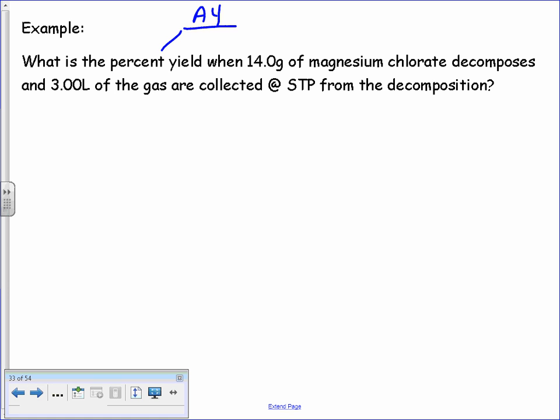Actual yield and theoretical yield. That's really what your question is asking, so you've got to read between the lines. I'm just going to read this at first.